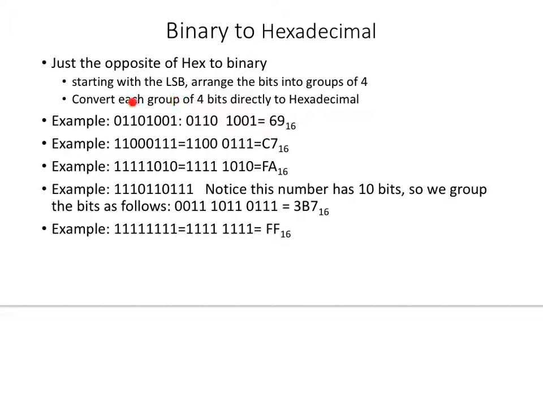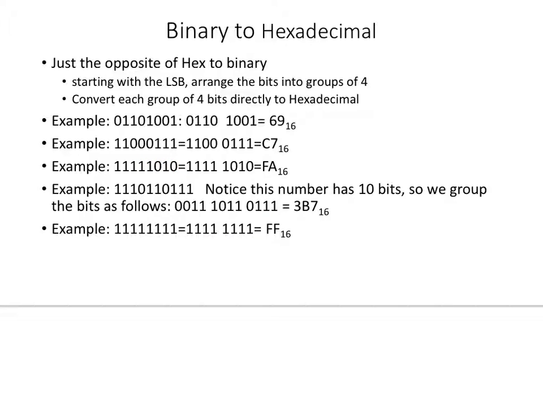Okay, so here is the first example right here. This binary number is 0110010001. So I start over here and I count for the first 4 to the left here, so that's 1001, and then the remaining 4 is 0110. And then just take each one of these groups of 4 and convert them to hexadecimal. So this is going to be 6, and this is going to be 9. So 69 in hexadecimal.